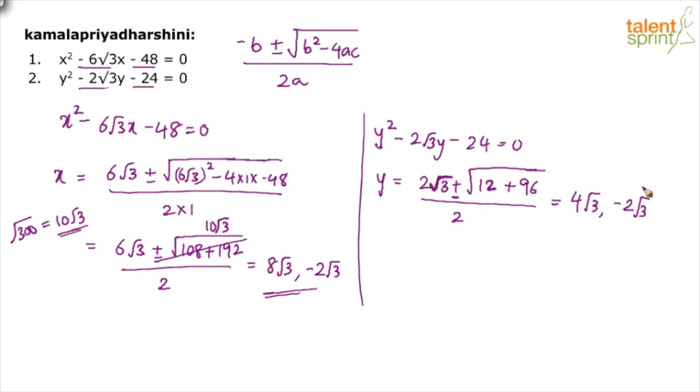Now compare. See, 8 root 3 is greater than 4 root 3, so I can say x greater than y. 8 root 3 is greater than minus 2 root 3, so x greater than y. You have to do 4 comparisons. Now minus 2 root 3 and 4 root 3 compare. Minus 2 root 3 is less than 4 root 3, so x less than y.